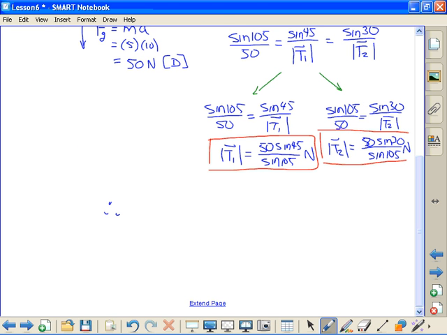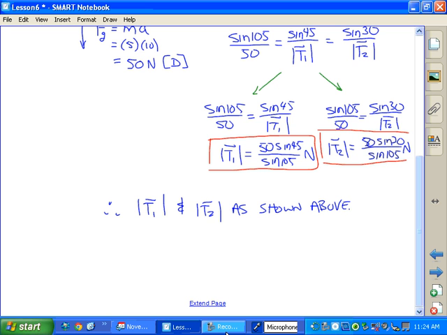Therefore, magnitude T1 and magnitude T2 as shown above. So I'm going to do the algebraic one side by side so you can see the comparison. Some people are going to stick with the algebraic method all the way through, and that's perfectly fine. It's not going to make a huge difference when you compare the two. So I'll do that in the next video, just to make sure I have enough time.